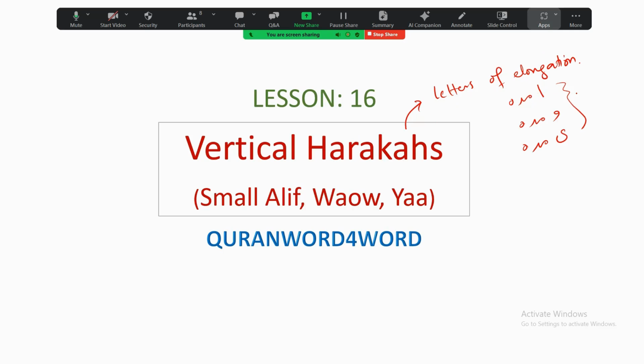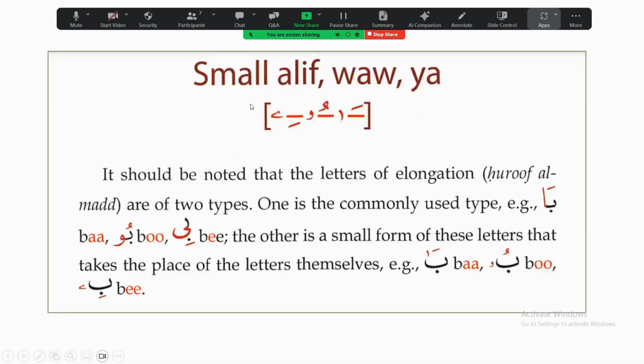So this topic of vertical harakas involves again a small alif, small waw, and small ya. Earlier we did the three letters alif, waw, and ya in letters of elongation as well. In today's topic you can say upright fatha, upright kasra, or upside down dhamma. These are all the names used for this topic. You will also see small alif, small waw, or small ya written. So let's see what these are.